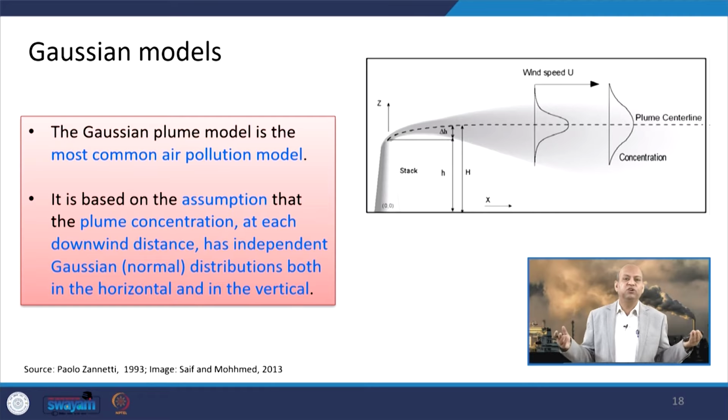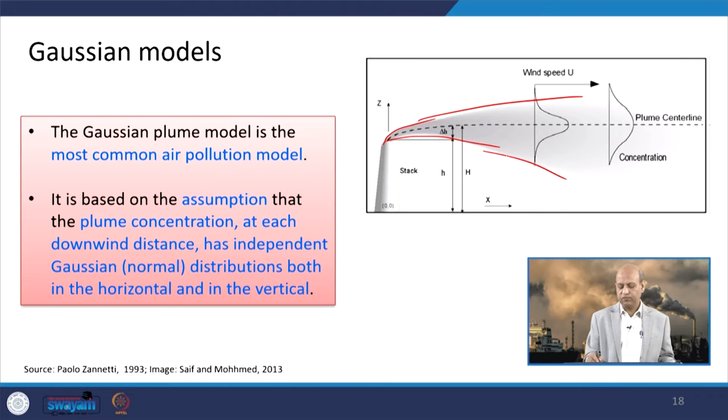Well, the Gaussian dispersion model is very simple. Like this is the stack, the pollution is coming out and it is dispersing in conical form. So, we assume normal dispersion as it goes from the center line in the y direction, and in the z direction also.